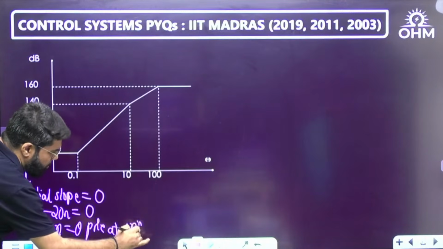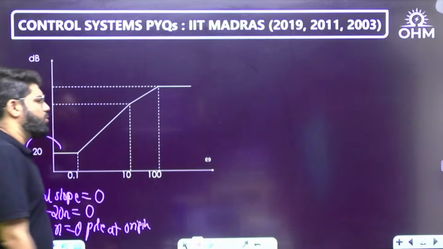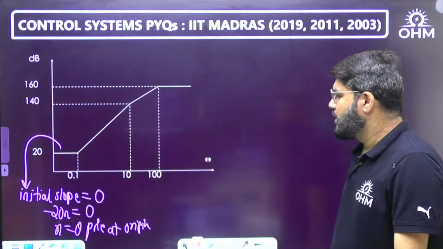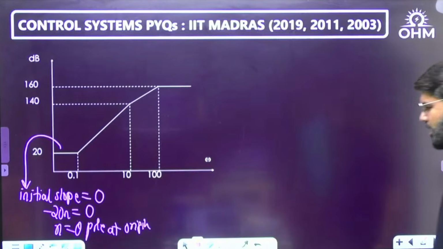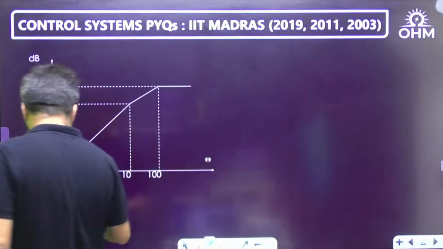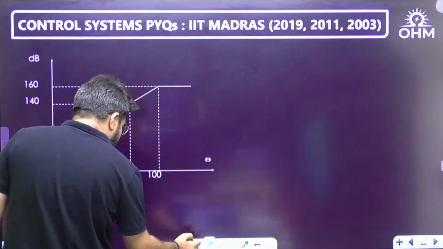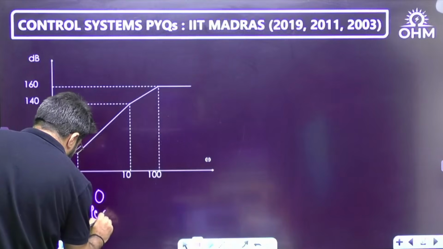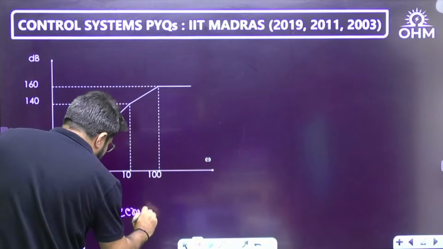Sometimes the initial slope may be positive also. That means zeros at origin. But right now there are no poles or zeros, nothing at origin. So whenever you see initial slope 0, you should straight away come to the conclusion that there is no pole or zero, nothing at origin.